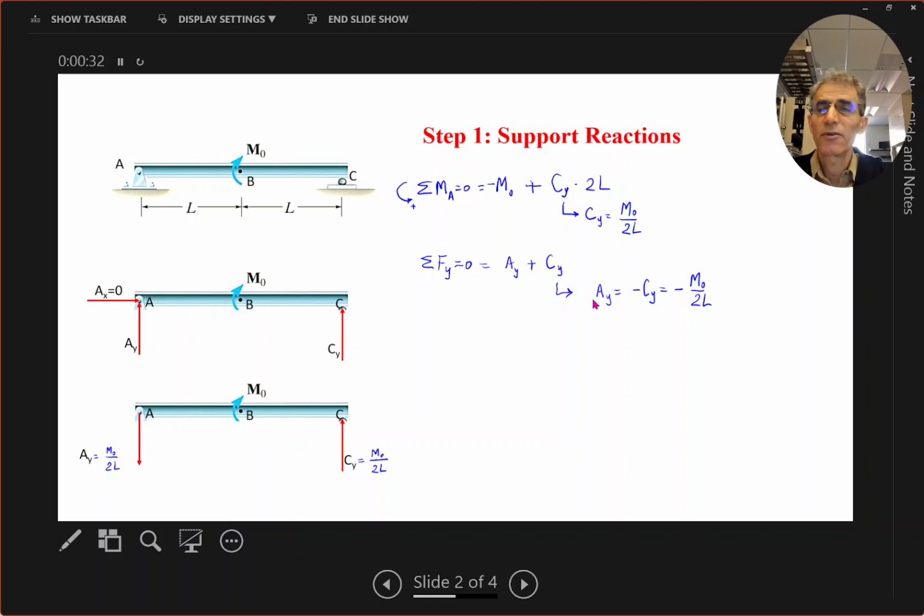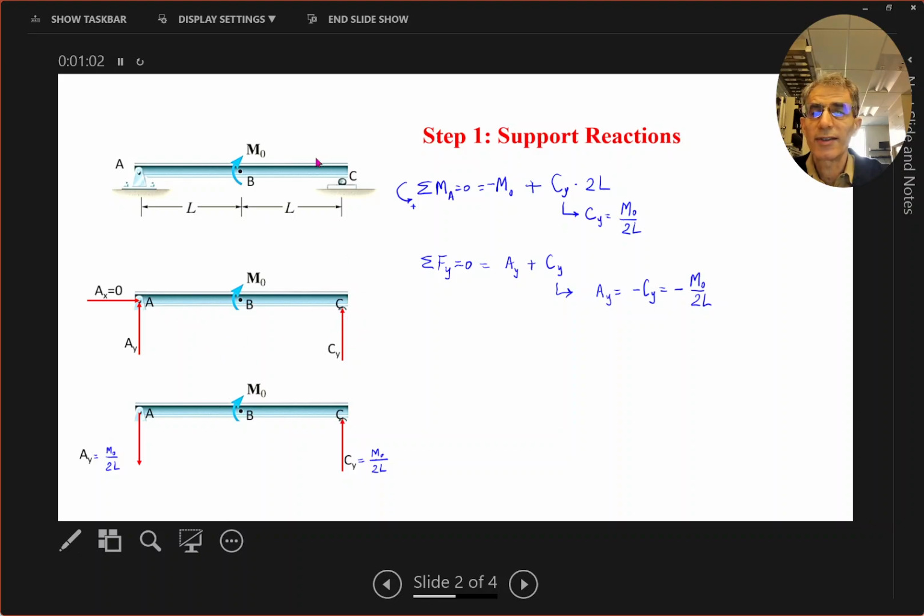Here we have a simply supported beam. We do have a roller on the right side and a pin on the left side, and right in the middle, a concentrated moment M naught. So again, the first step is to find the support reactions. Then the second will be to build the shear diagram, and the third to build the moment diagram based on the shear diagram. So when we look here, it's easy.